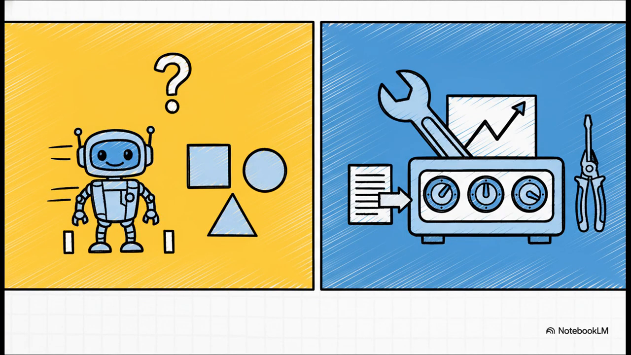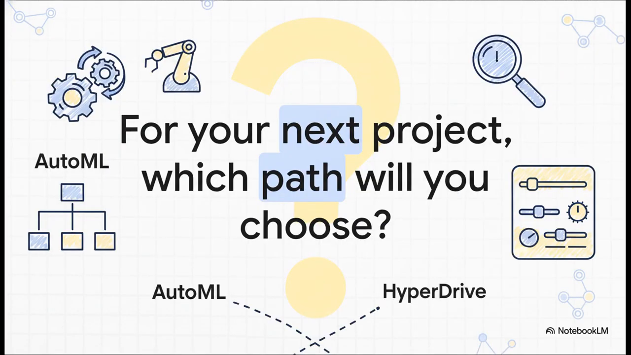So let's just boil this all down to the core takeaway. It's actually pretty simple. You use AutoML when you need a solid baseline model fast, or when you're just not sure which algorithm to even start with. You use hyperdrive when you already know your model, you have your script, and you're all about meticulously tuning it for maximum performance. And there you have it.